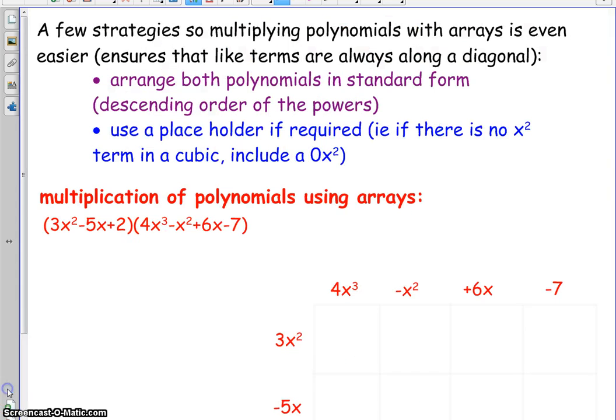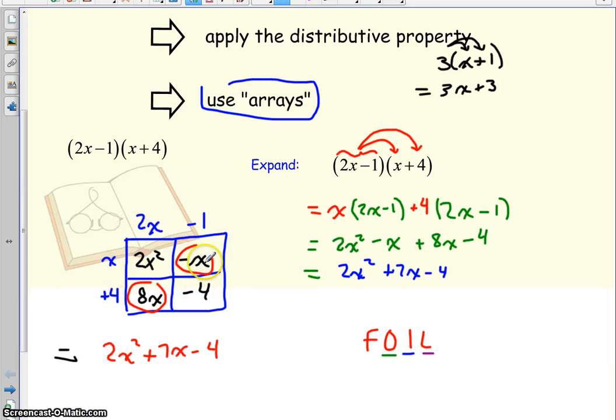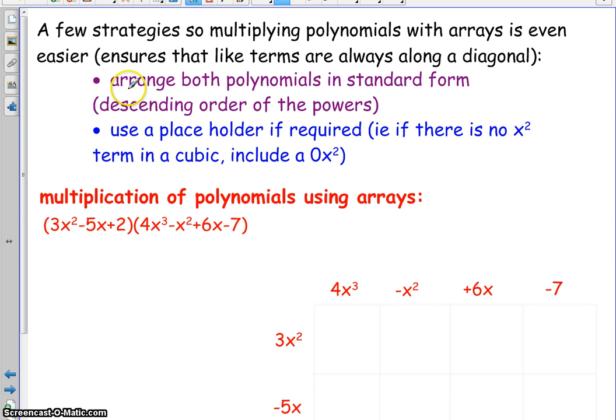That's something you did last year. Okay, so there's another example here, again a 3-term polynomial by a 4-term polynomial. There's a few strategies you can use. I told you arrays was nice because everything was visually laid out for you. And there are some things you can do to make the array even easier so that your like terms are always along a diagonal like they were up here. You'll notice that our like terms here, the x's, are along the diagonal. You can always ensure that's the case by arranging both polynomials in standard form, or descending order of the powers. And potentially if there's a missing term, you can add a placeholder.